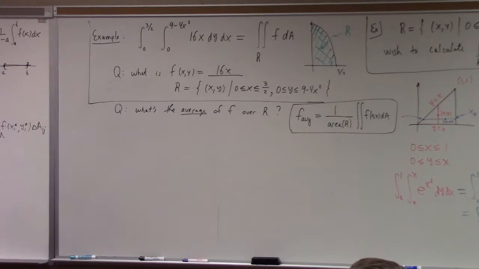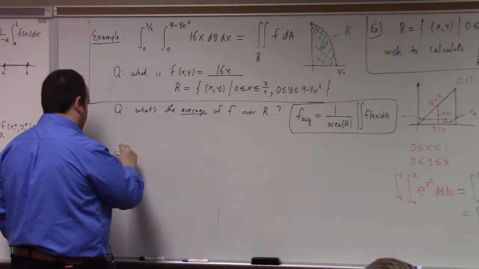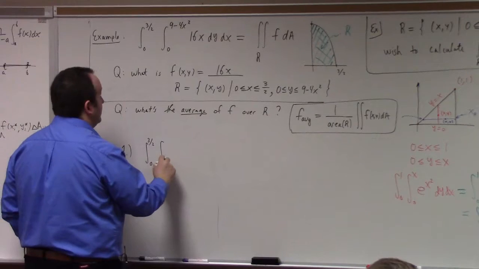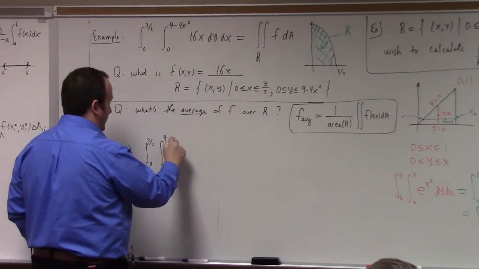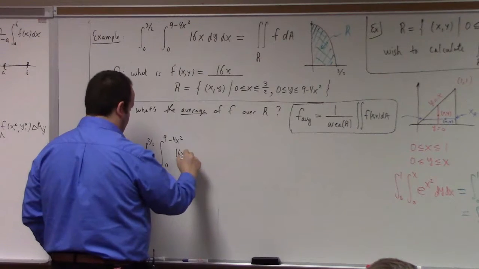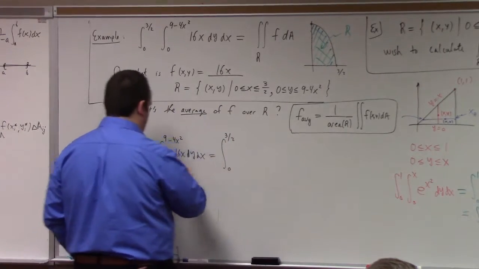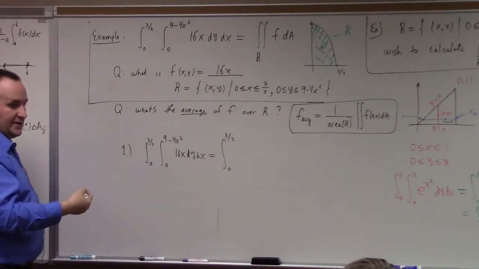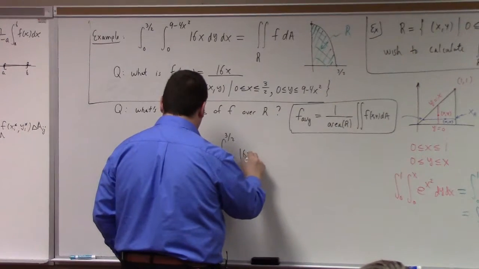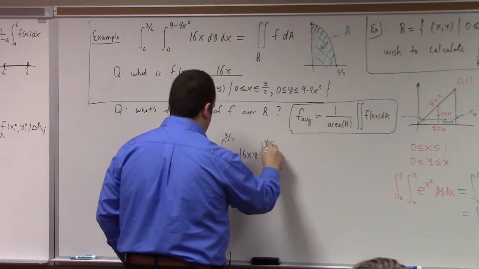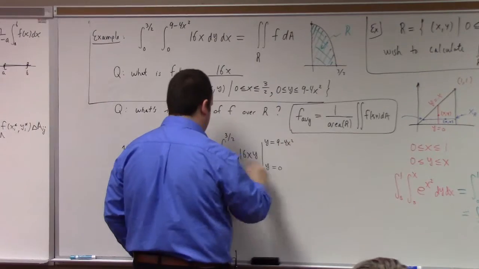So to calculate the average, we're actually asking for 2 integrations to be done. Let's start with the integral that was posed to start with: the integral from 0 to 3/2, the integral from 0 to 9 minus 4x squared, 16x dy dx. What do we got? We're integrating y first, right? So that gives me 16xy evaluated from y equals 0 all the way up to y equals 9 minus 4x squared.